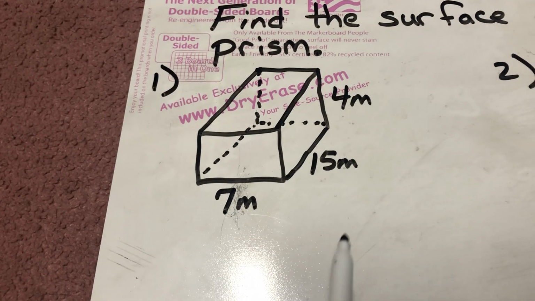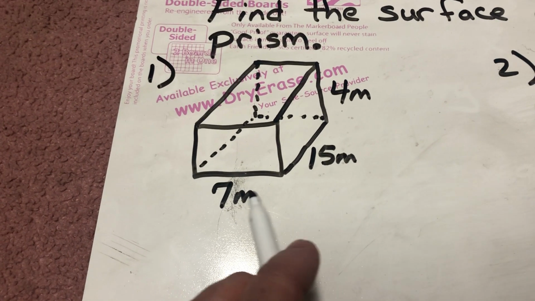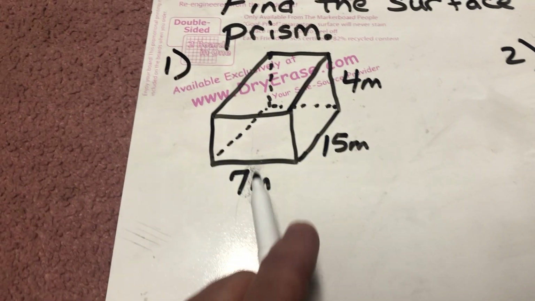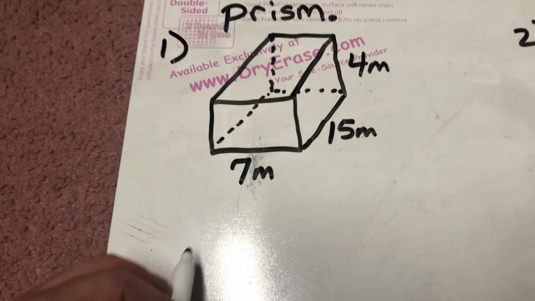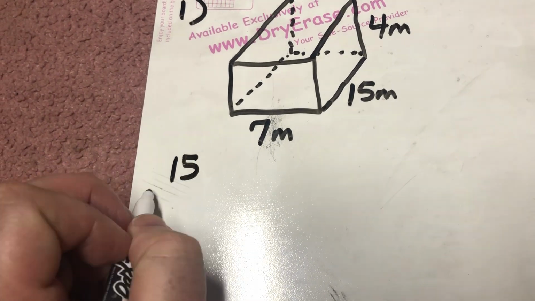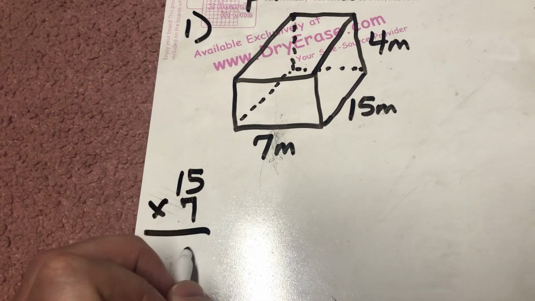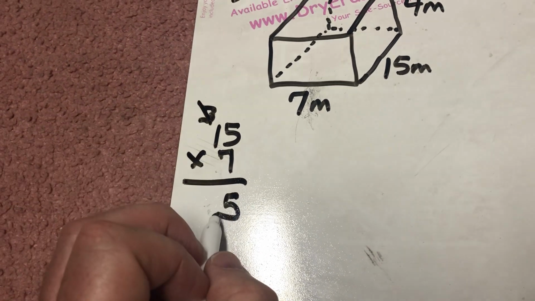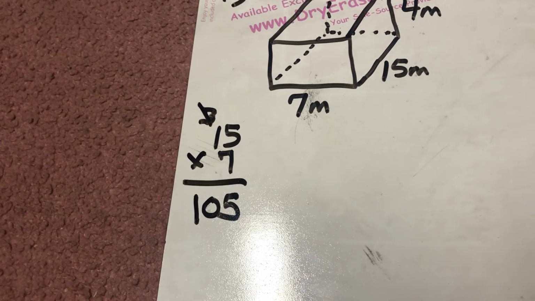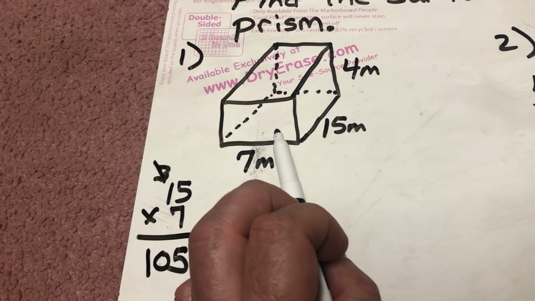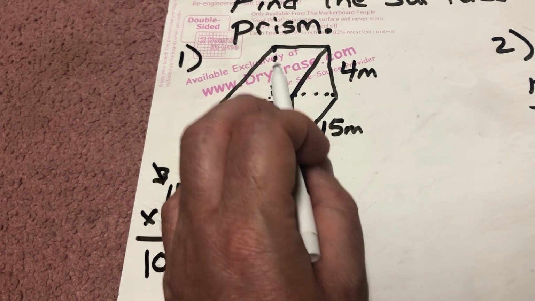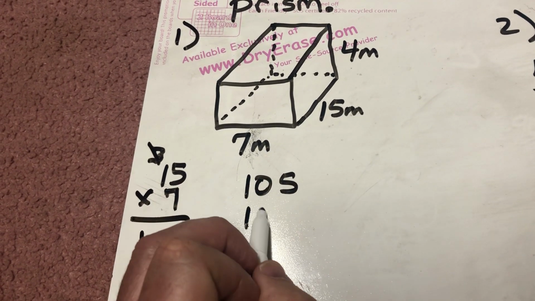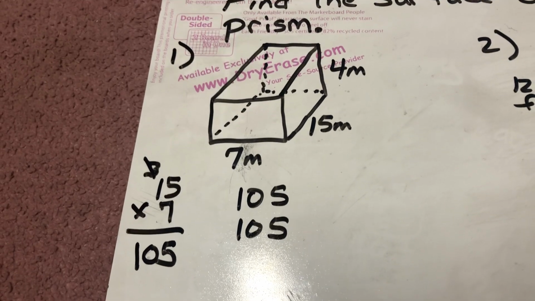So if I was looking at the bottom and the top, remember area of a rectangle is length times width. So the bottom and the top are the same. So if it's length times width, it's 7 times 15. So I come over here, I do 15 times 7. 7 times 5 is 35. Put the 5 down, carry the 3. 7 times 1 is 7, plus 3 is 10. We get 105. That means that the bottom has an area of 105 square meters. The top has an area of 105 square meters. So we have 105 and 105, because eventually we'll have to add all these together.